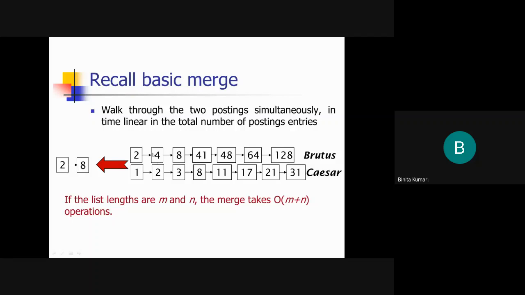Similarly, we have 8. Here you can see 8 is present, and here also it's present. So 8 is also present in both the posting lists. Thus, Brutus and Caesar is also present in document ID 8. So finally, this is our output.